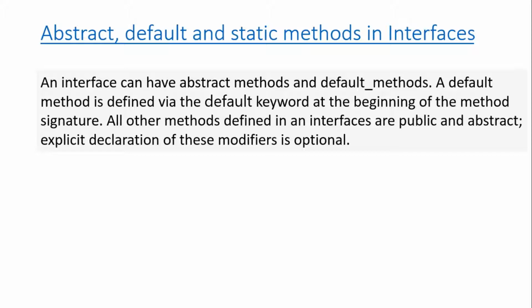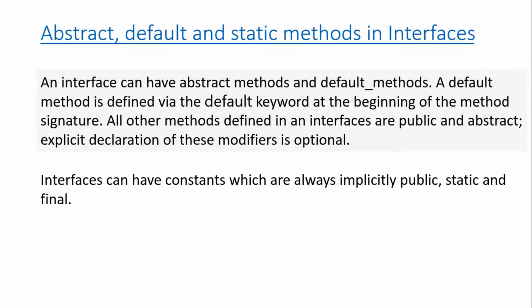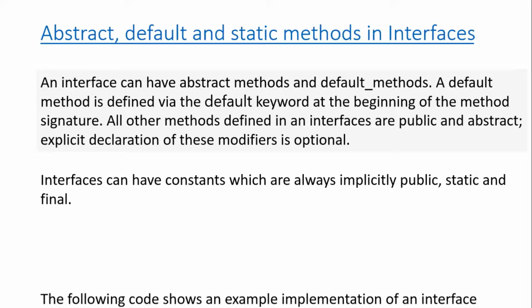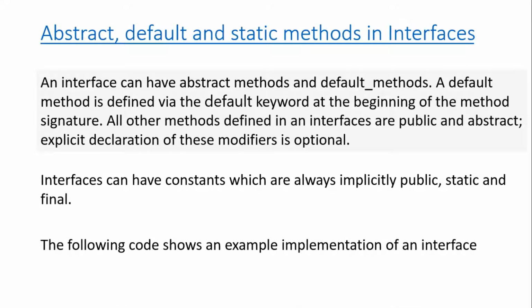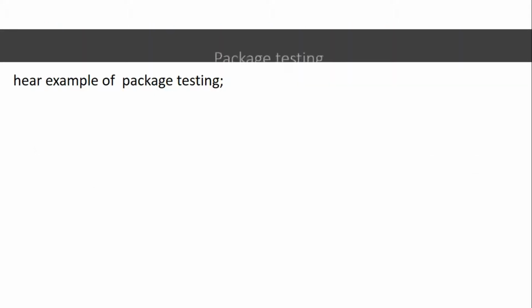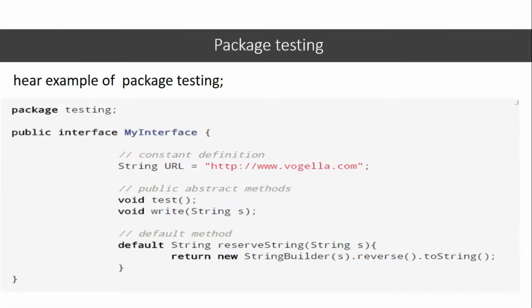All other methods defined in an interface are public and abstract. Explicit declaration of these modifiers is optional. Interfaces can have constants which are always implicitly public, static and final. The following code shows an example implementation of an interface. Package testing. Here is an example of package testing.